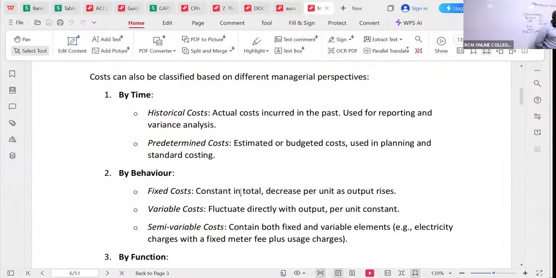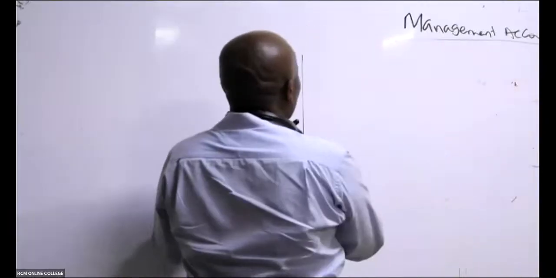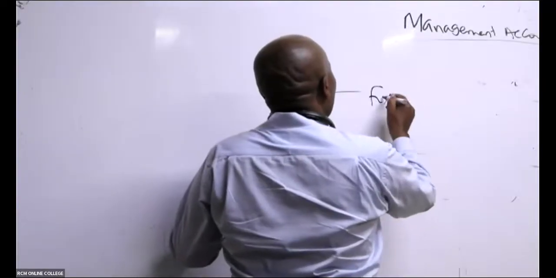How about variable costs? They also behave in a funny way, isn't it? They fluctuate. And then, ladies and gentlemen, we have what they are calling semi-what here, somebody? Semi-variable. How do they behave, semi-variable costs? Yeah, they exhibit both characteristics, isn't it? Yeah, semi-variable.